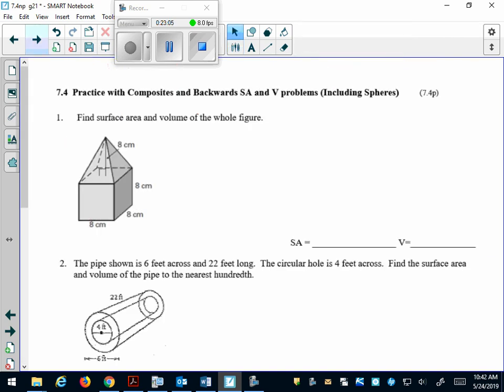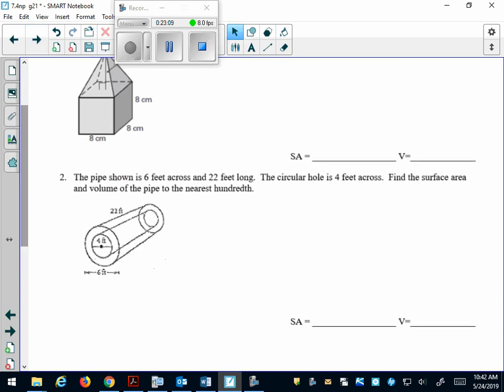All right, I just want to point one more thing out before the bell rings. Let's look at the number 2 on the practice. So think of this as like a big pipe that you would put in the ground, like the water is going to flow through this big sewer pipe or whatever it is. Okay, it's a big concrete pipe. There's a hole through the middle.